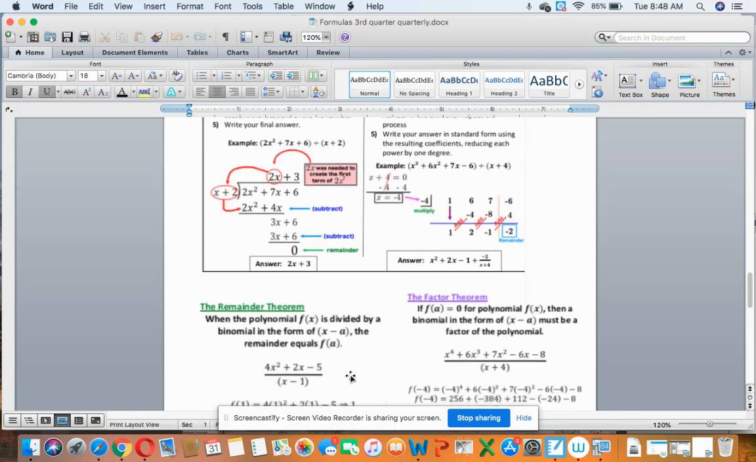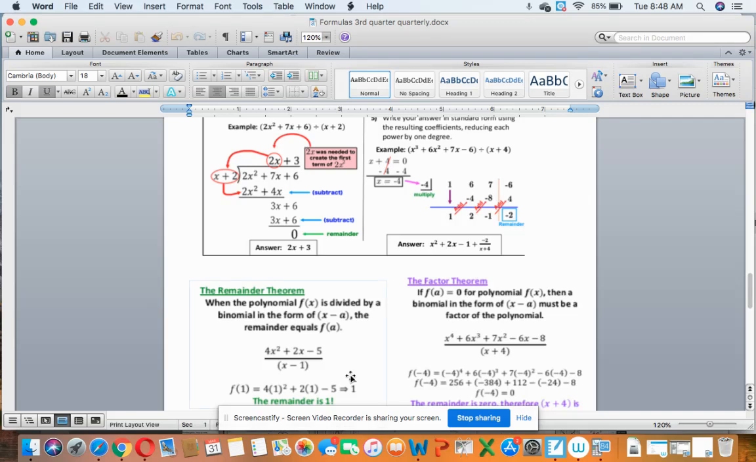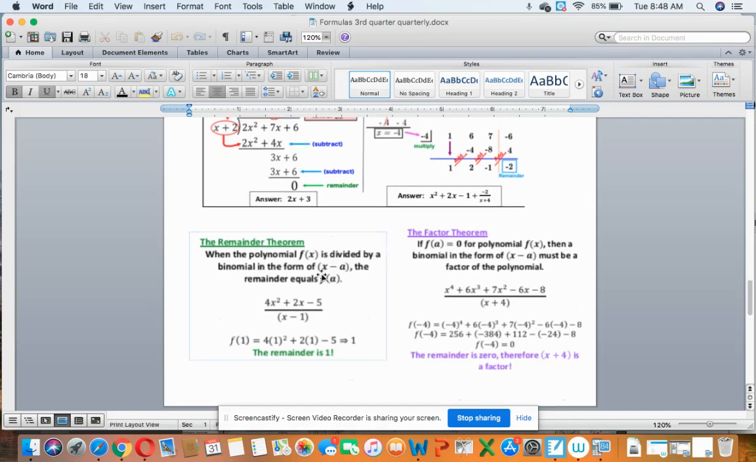The remainder theorem: basically, if you are dividing by x minus a, if you find f of a and plug it in, that gives you your remainder. That's the same thing as doing all this if you just have to find the remainder. Okay, and the factor theorem is right here. Again, x minus a is a factor if you find f of a and it equals 0.